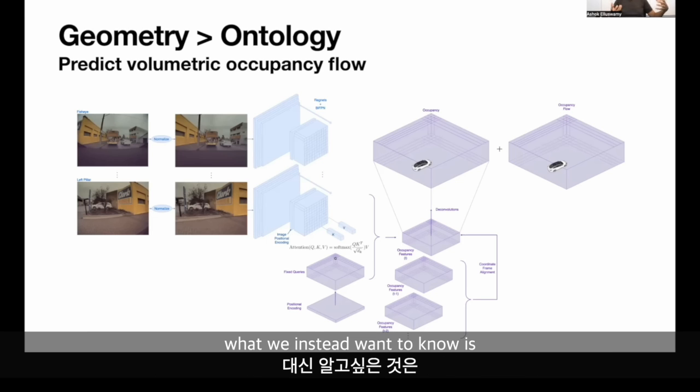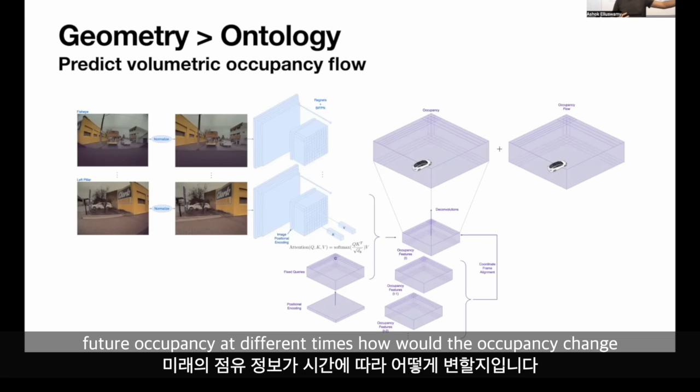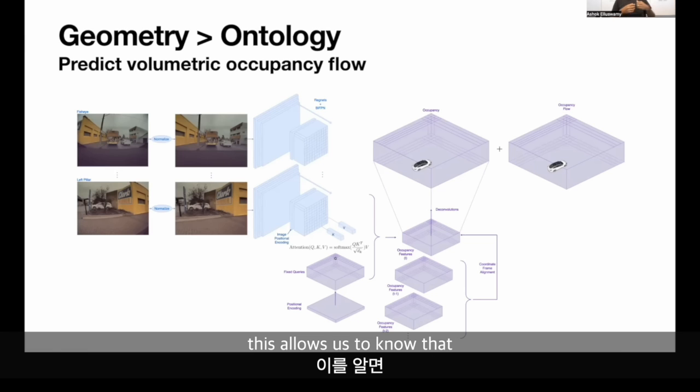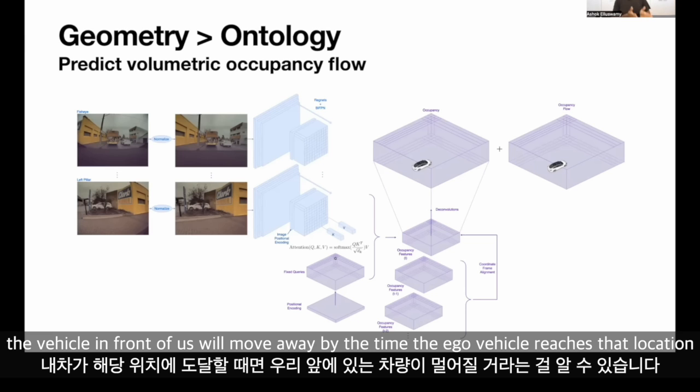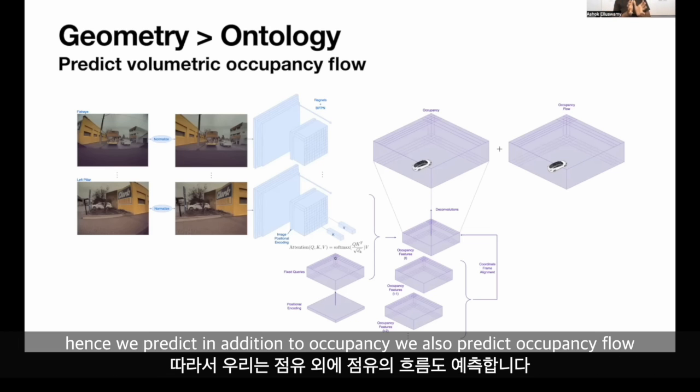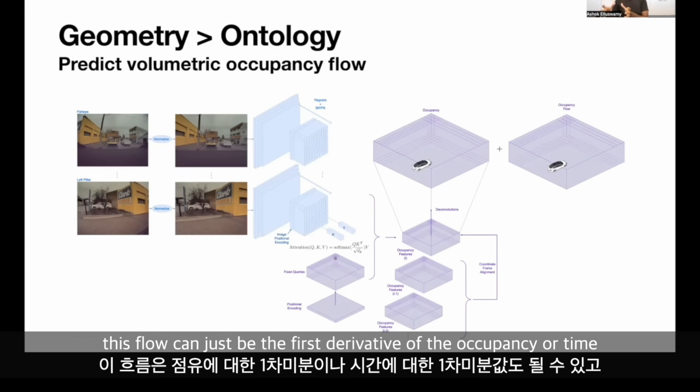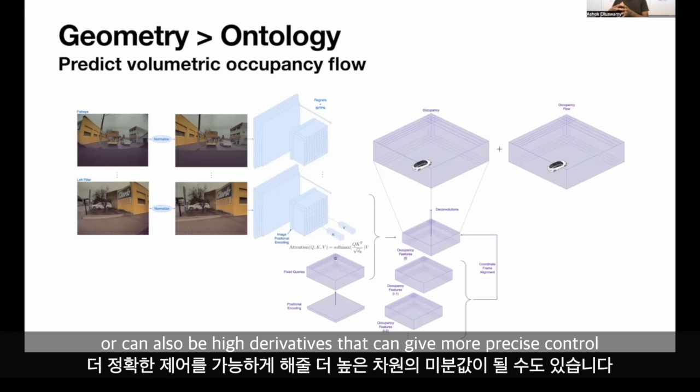What we instead want to know is future occupancy. At different times, how would the occupancy change? This allows us to know that the vehicle in front of us will move away by the time the ego vehicle reaches that location. Hence, in addition to occupancy, we also predict occupancy flow. This flow can just be the first derivative of the occupancy over time, or can also be higher derivatives that can give more precise control.